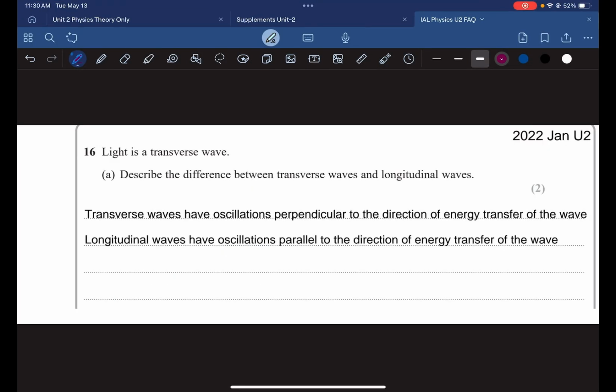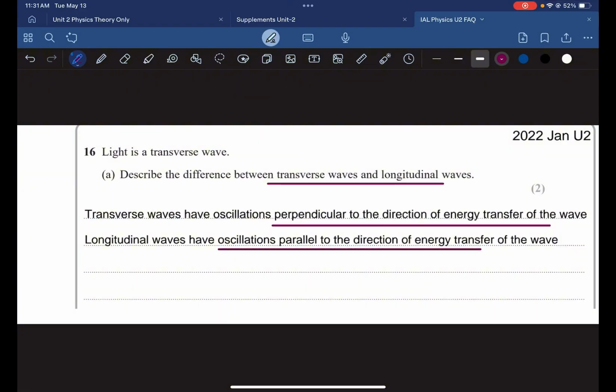This is another very easy common question of Edexcel A Levels Physics Unit 2: the difference between transverse wave and longitudinal wave. This is O-level stuff, but still a lot of students face difficulties to answer this. Your answer should align with the mark scheme points. It says a transverse wave oscillates perpendicular to the direction of energy transfer of the wave, and a longitudinal wave oscillates parallel to the direction of the energy transfer of the wave. So please try to remember this one.